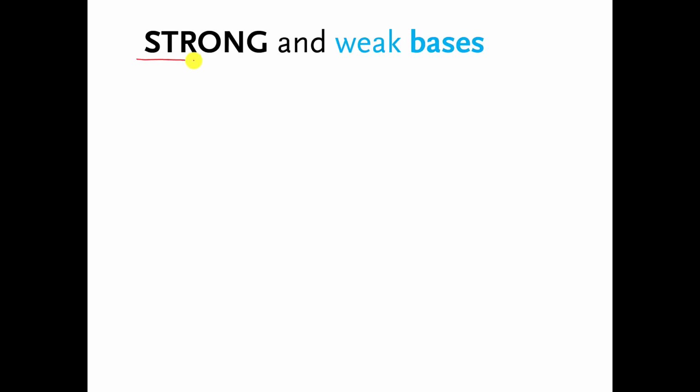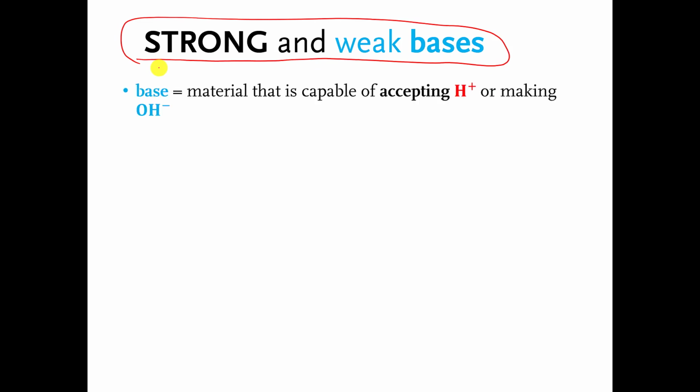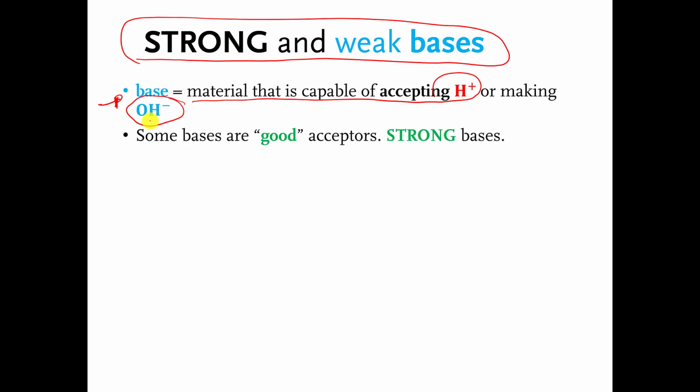There are also different kinds of bases, and we can put them into categories based on whether they are strong or weak as well. So if you remember, this is our definition of what a base is. It's a material that's capable of accepting H+, or a material that's capable of making OH- when you mix it with water. Some bases are good at accepting H+ or making OH-, and if you're really good at that, we call you a strong base.